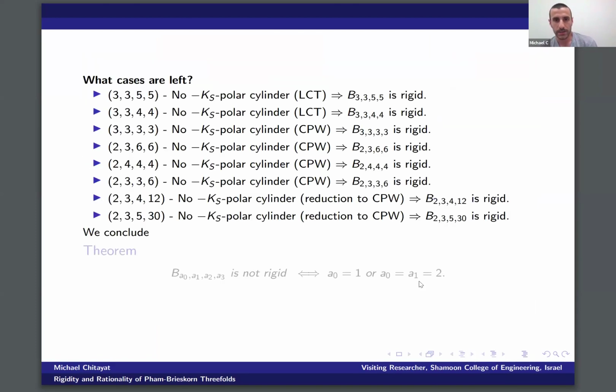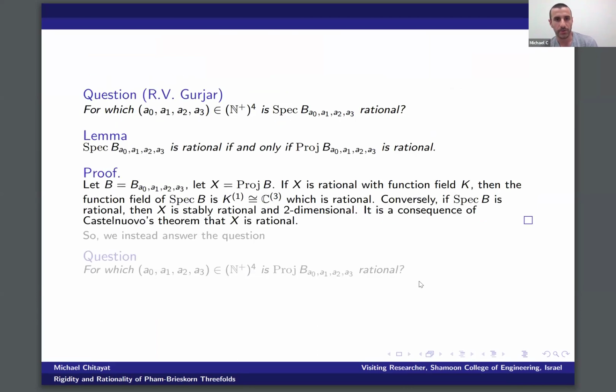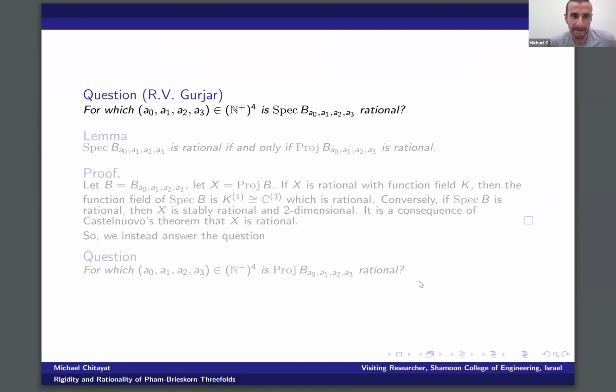Okay, so if that's okay with everybody, I'll move on to rationality. Professor Gurjar was an examiner of my PhD thesis, and he asked me the following question. For which four-tuples a0, a1, a2, a3 is Spec of this Pham-Brieskorn ring rational? And I didn't know how to prove this, and so I worked on it, and in the end, we can do it. So here's how.